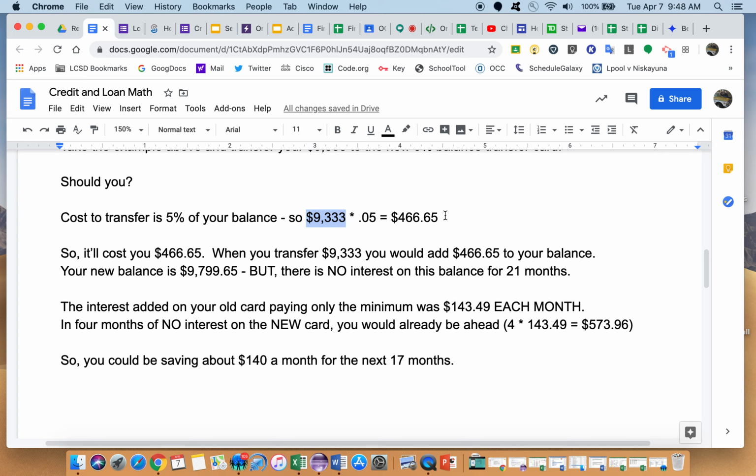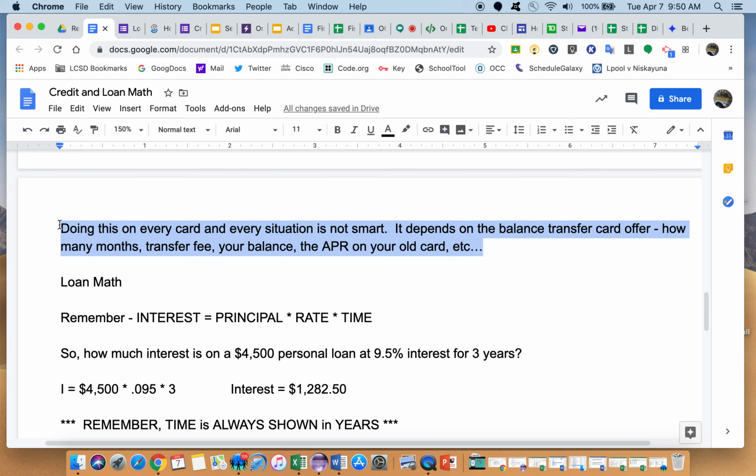Now, doing this on every single credit card in every situation is not smart. It's going to depend on how much your balance is, what the card offers. Is it for 6 months? Is it for 9 months? Is it for 12 months? What's the fee? Is it 3%? Is it 4%? Is it 5%? What's your balance? What's the APR? Right? All those things have to come into play.